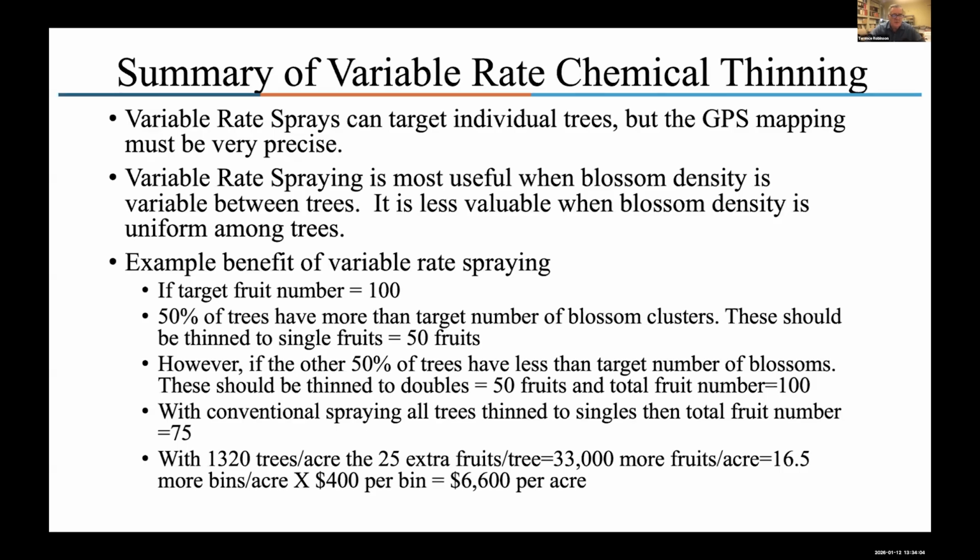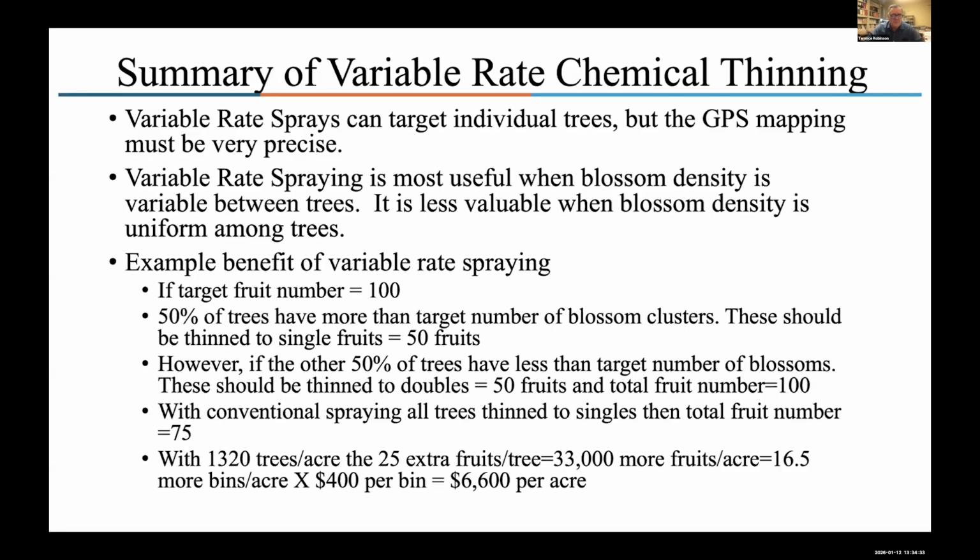Let's suppose you have Honeycrisp that has a target of 100 fruits per tree. And for the sake of argument, let's say 50% of the trees in the row have more than the target. Suppose you pruned at 1.5 and your target was 150 flowering clusters. Let's say 50% of the trees have more than that. Those should be thinned aggressively. And hopefully, if you do a good job, you can get it down to singles, and that would account for 50 fruits on each tree.